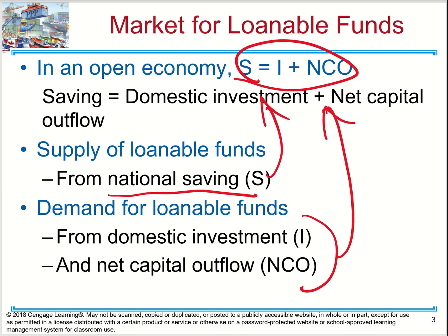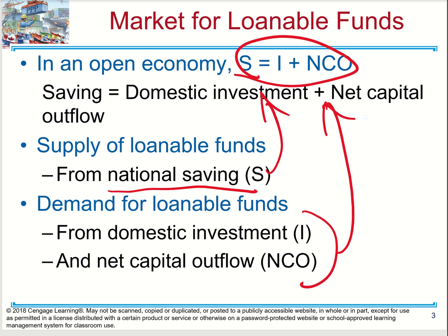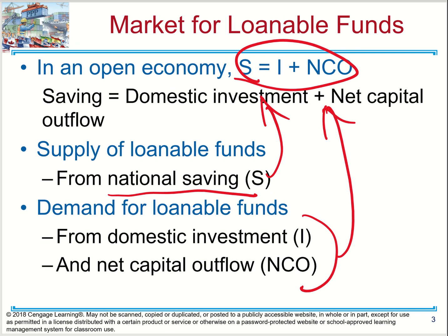Now, one more thing. First of all, let's talk about this I and NCO. So I is your investment. This investment is your domestic investment, which means, of all the money we want to borrow, how much is borrowed by our domestic economy for our domestic purposes. So this would be a company wanting to buy a new truck, or a company wanting to expand the business. How much money our domestic economy wants to borrow, that's represented by our I.